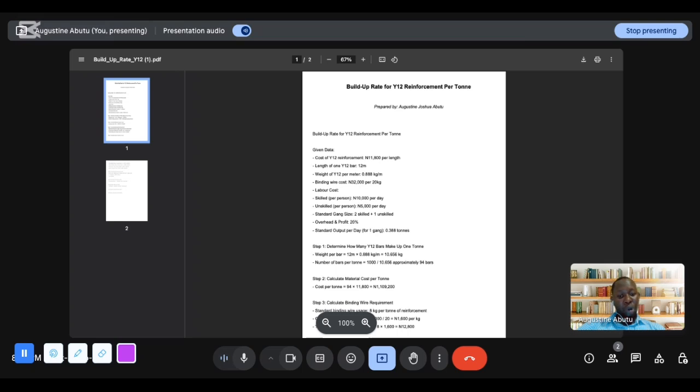So to know the cost of 1 ton of Y12, you multiply the cost per length, which is 11,800, by 94. Once you multiply that, it will give you the cost of 1 ton, which is 1,109,200. So that's the cost of 1 ton.